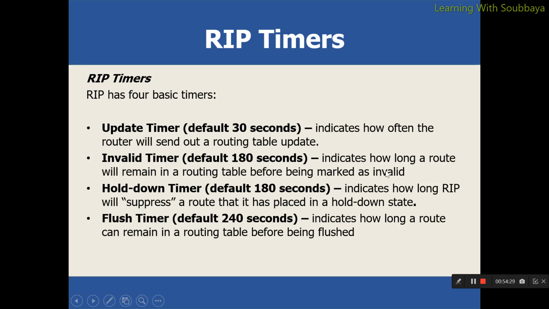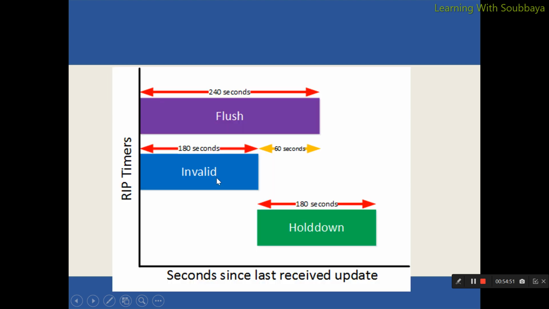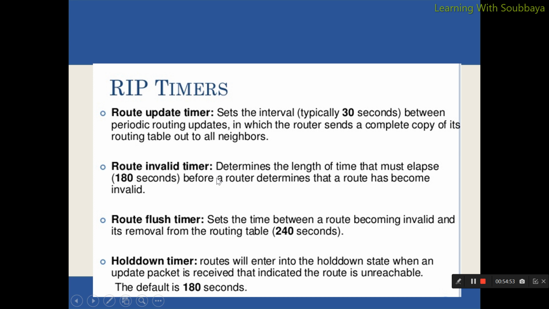The invalid timer indicates how long a route will remain in the routing table before being marked as invalid. That's the invalid timer. The hold down timer is, if new routes are coming, it will suppress the routes. It indicates how long RIP will suppress the routes. Next, the flush timer completely removes the routing update from the routing table. That's called the flush timer. Update timer, invalid timer, hold down timer, flush timer.